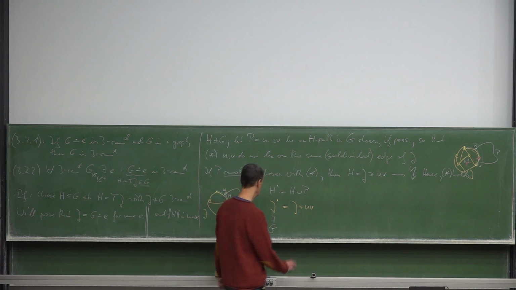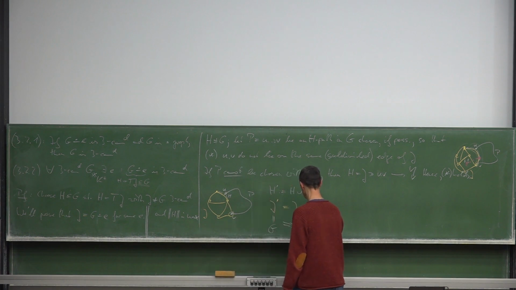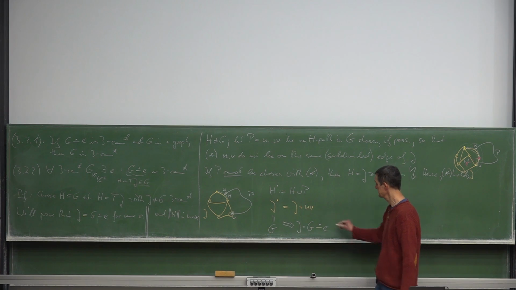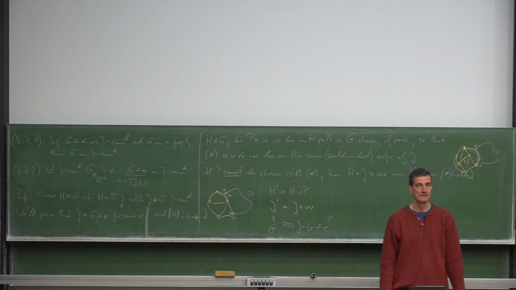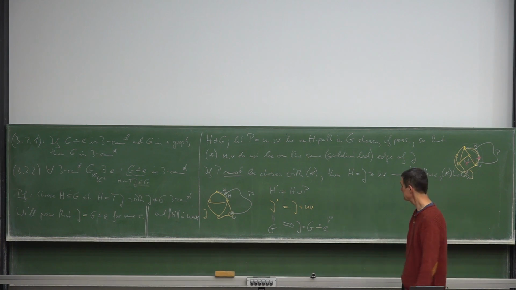And therefore, J is G minus this E, where E is UV. You have to be very careful when you check that proof. As, yeah, I think it's a nice proof.